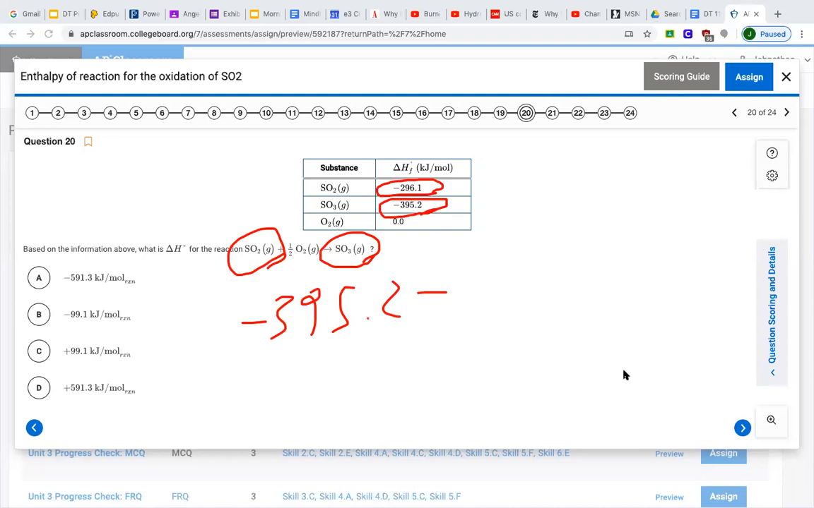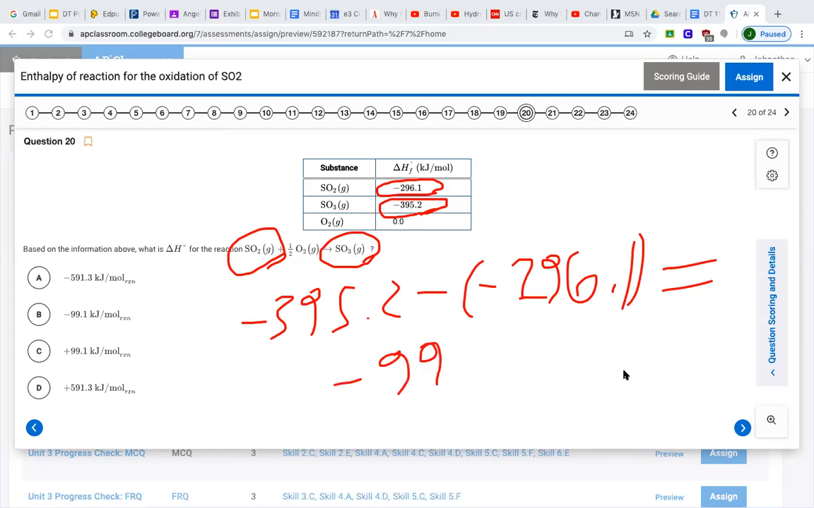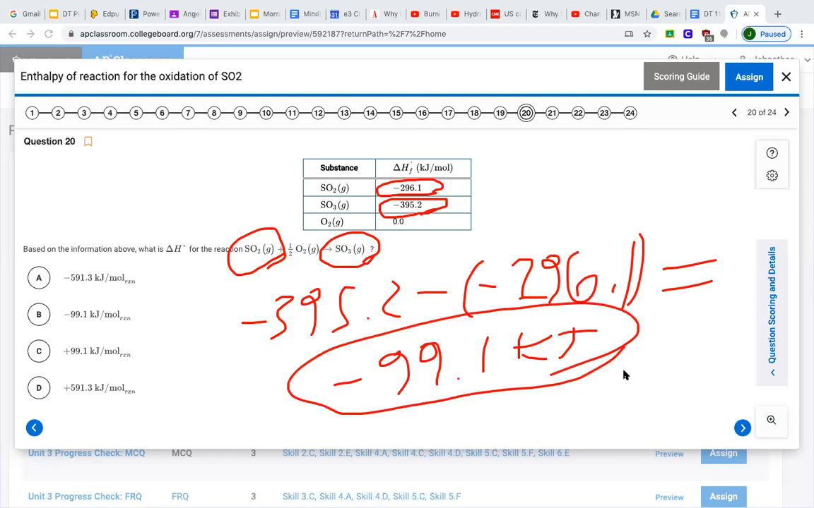are going to be what is it? Not negative. So that's going to have to be reversed. So we're going to have to input that many kilojoules. So it's this: minus negative 296.1 kilojoules. And so that equals negative 99.1 kilojoules. Okay. So B.